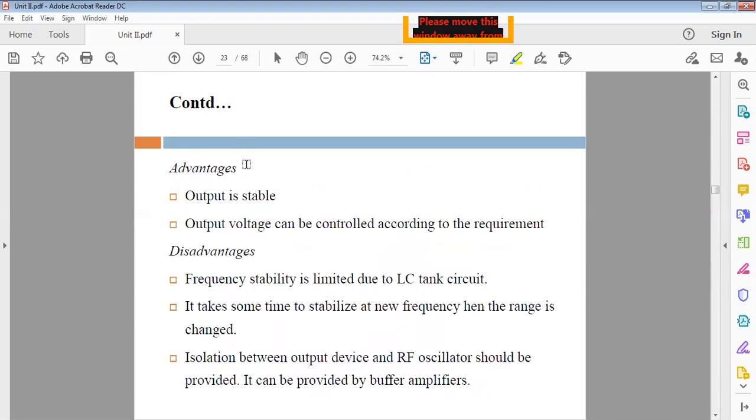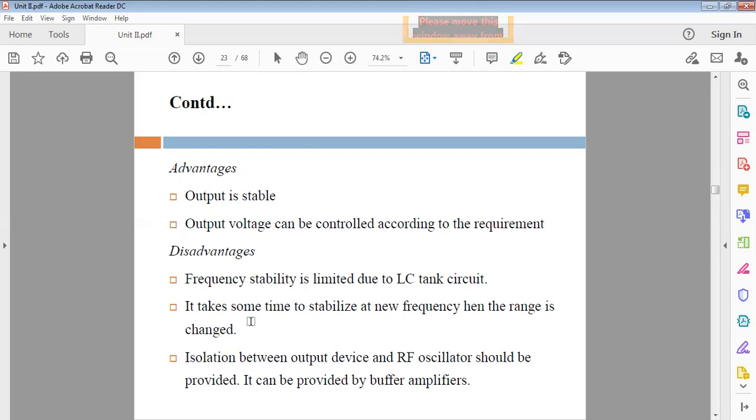Next, coming to the advantages of the RF standard signal generator. It has two advantages. One is it is used to provide stable output voltage, and the output voltage can also be controlled according to the requirement. These are the advantages of this generator. Next, coming to the disadvantages, frequency stability is limited due to the LC tank circuit. In the RF oscillator, we are using an LC tank circuit. It is generating a stable but limited carrier signal at the output. So frequency stability is limited.